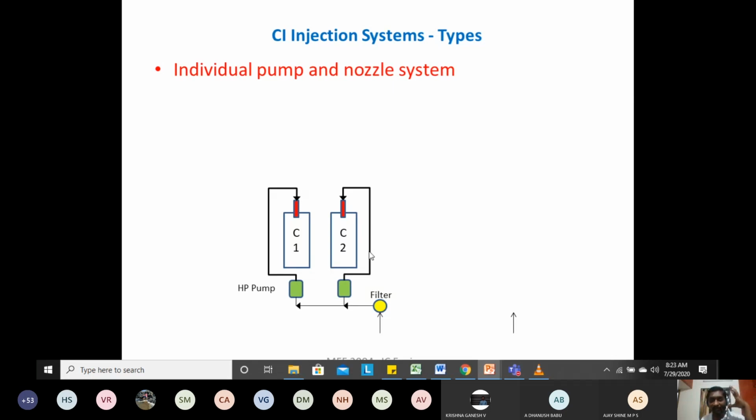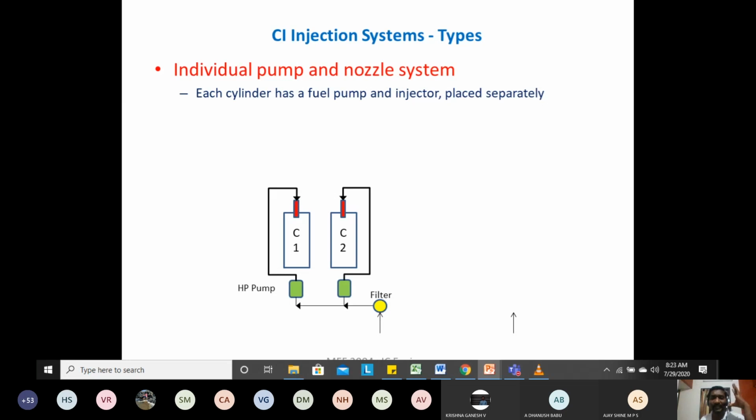Okay. Now this is the fuel supply from the fuel supply pump. It passes through the fuel oil filter, and it comes to the high pressure pump or the fuel injection pump. There is a separate pump for each and every cylinder. In the case of the individual pump and nozzle system, every cylinder is provided with a separate fuel injection pump and injector.